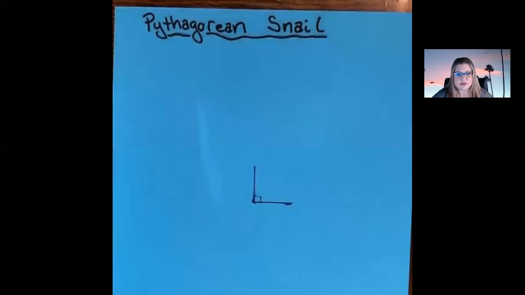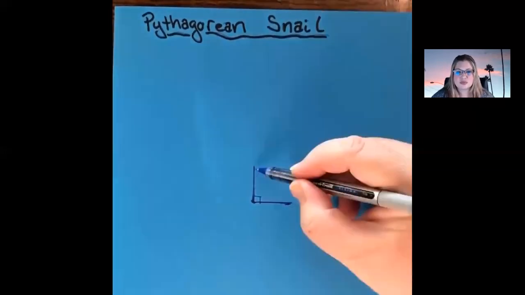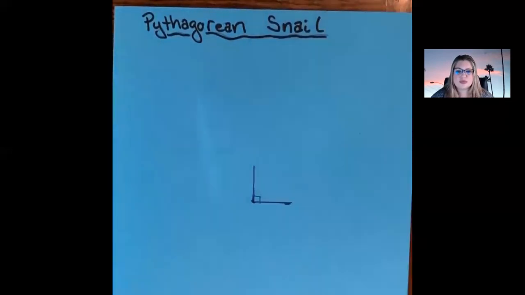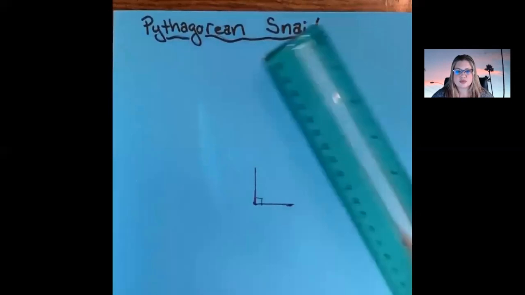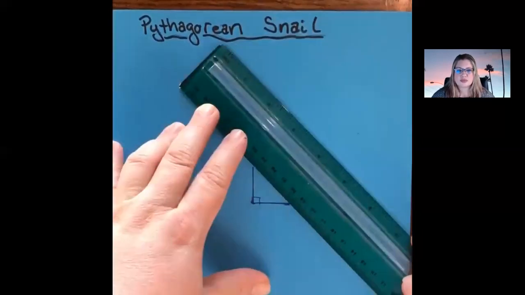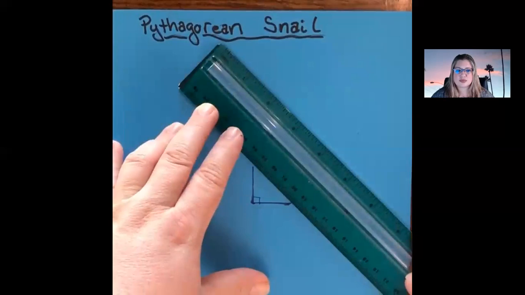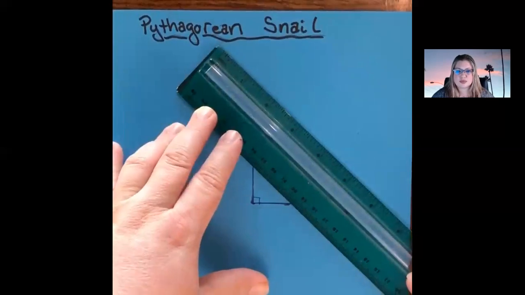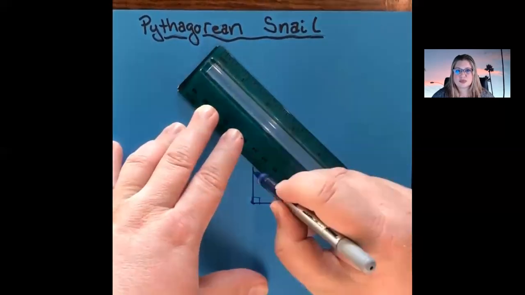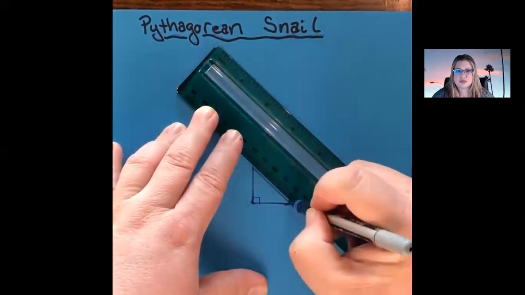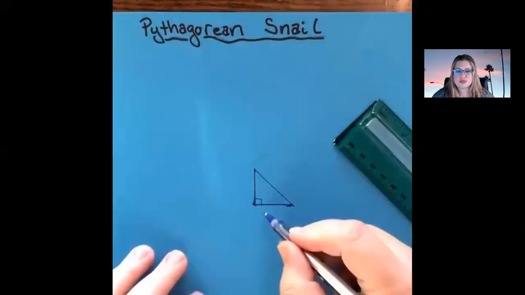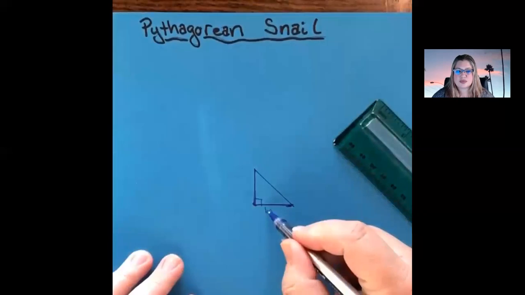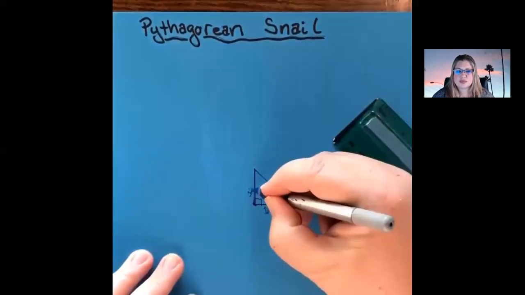Now what we want to do is we want to draw the hypotenuse. The hypotenuse is always the line that goes across from the 90-degree angle of a right triangle. So I'm going to use my ruler here, but again, you could use the edge of paper to connect these two ends to give ourselves a right triangle. And if you remember, this is 1 inch, and this is 1 inch as well.